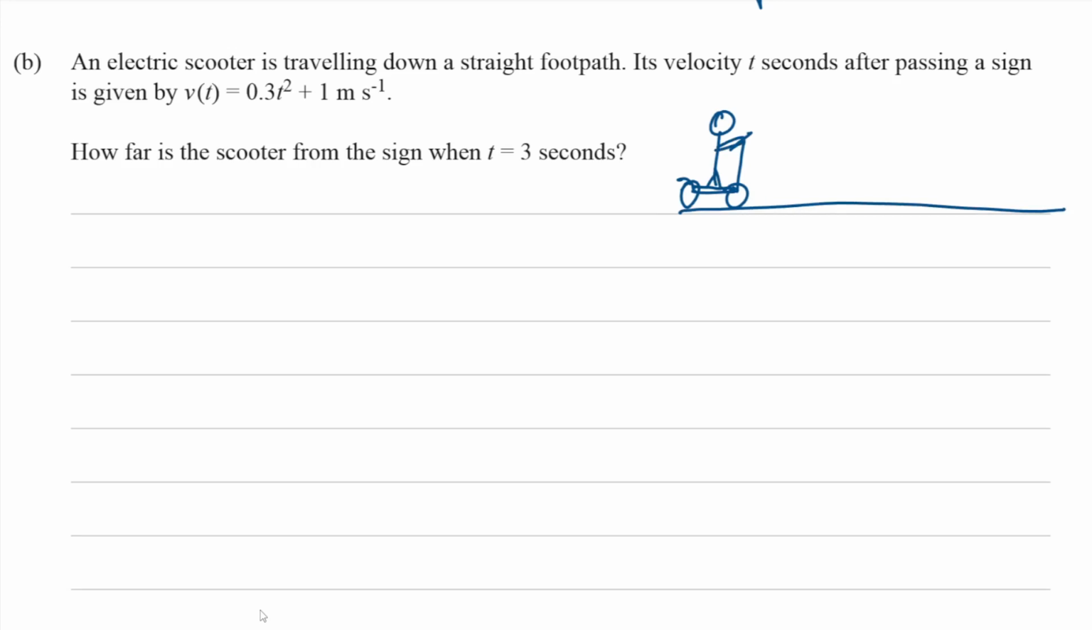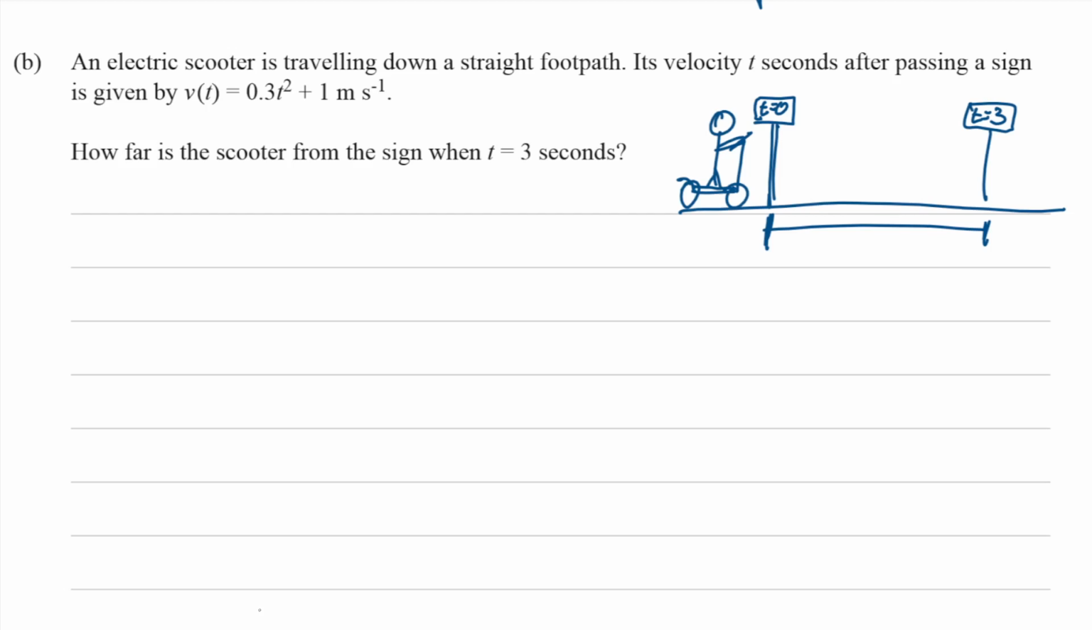And the velocity after passing a sign is given by v of t equals 0.3 t squared plus 1, all right, in meters per second. Now, how far have you traveled from the sign up to the point where you've traveled for 3 seconds?